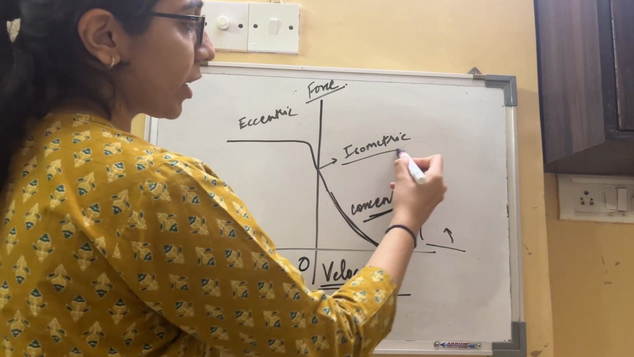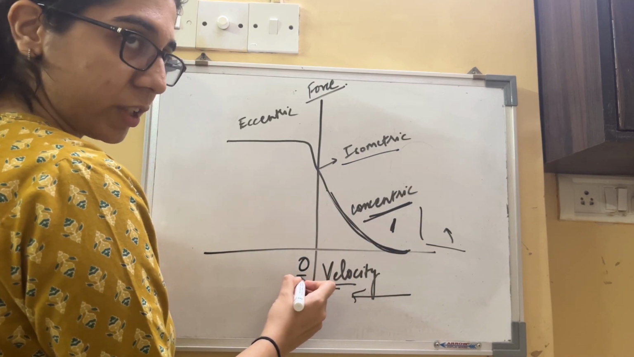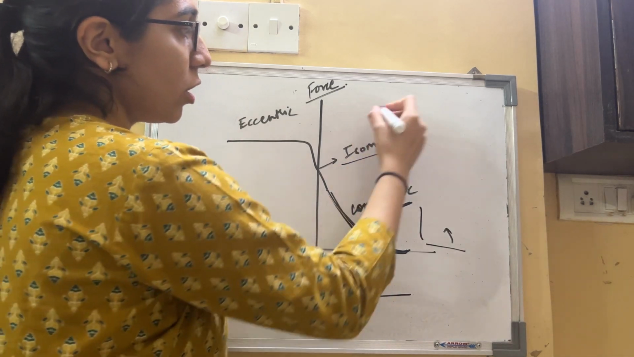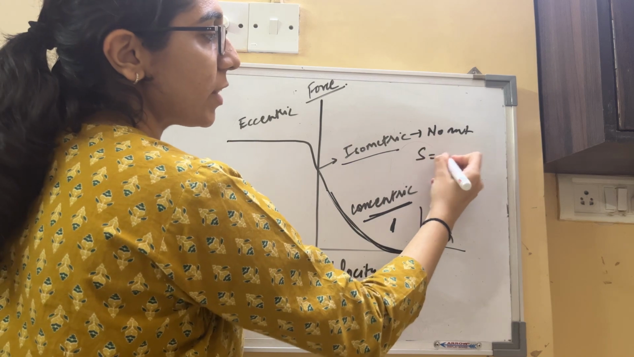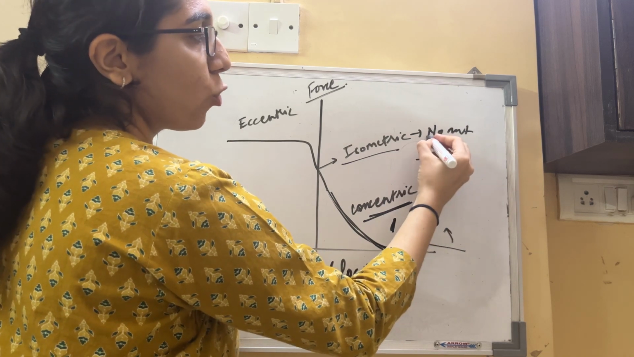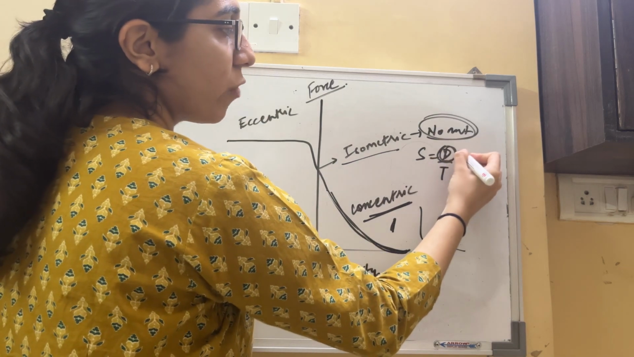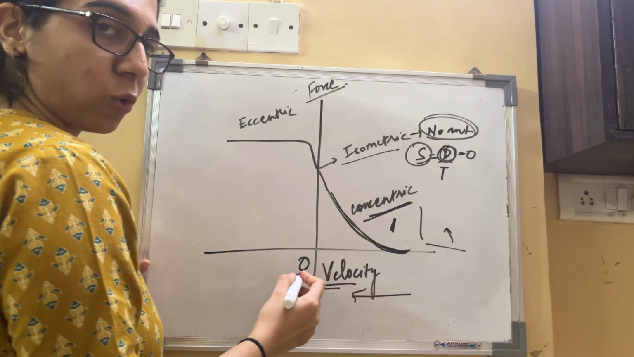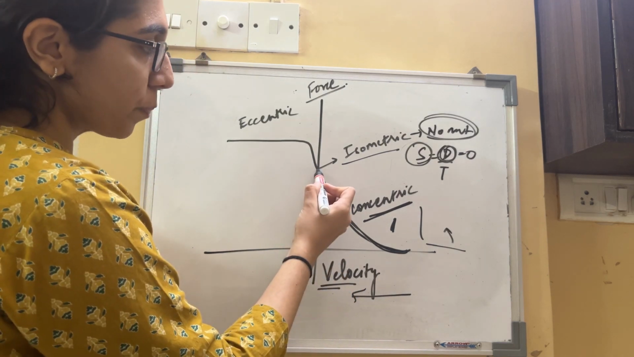Next is isometric contraction. Now isometric contraction is shown at zero velocity. Why is it so? Because in isometric contraction, no movement takes place, and speed is equal to distance upon time. When no movement takes place, no distance is being covered. So the distance covered over here is zero, so the speed and velocity is going to be zero. That is the reason why isometric contraction is shown at zero.